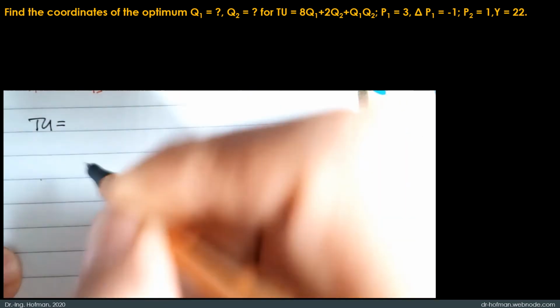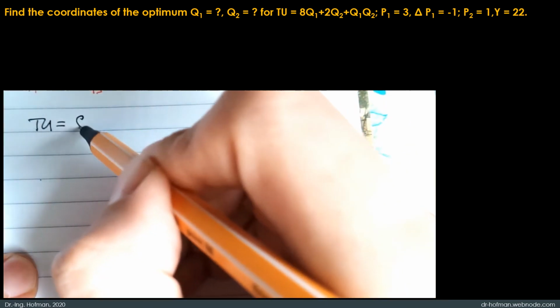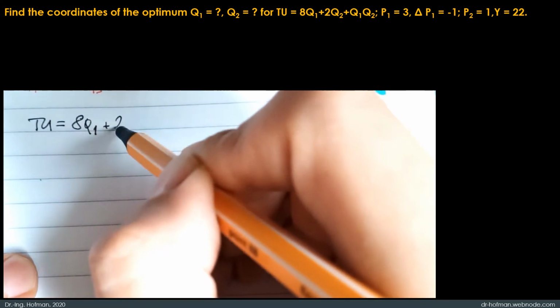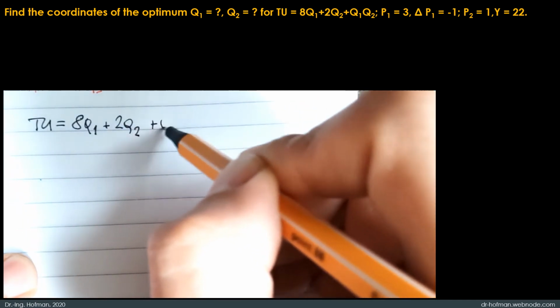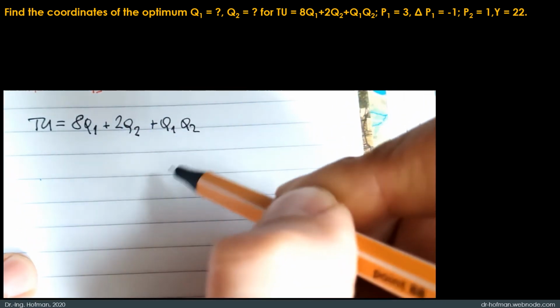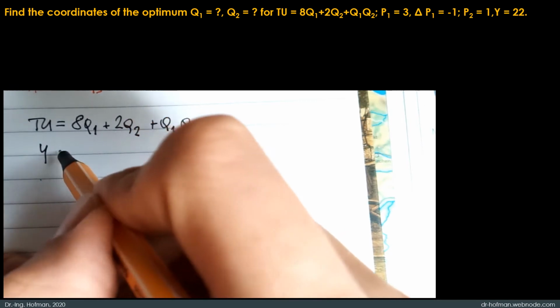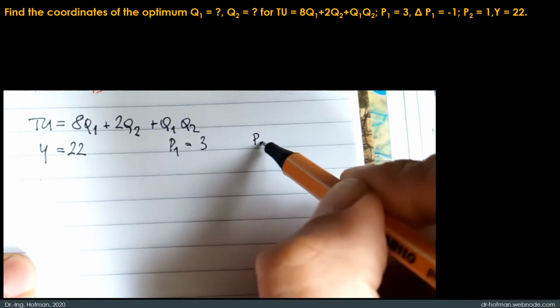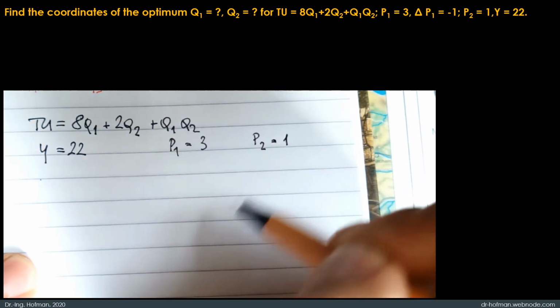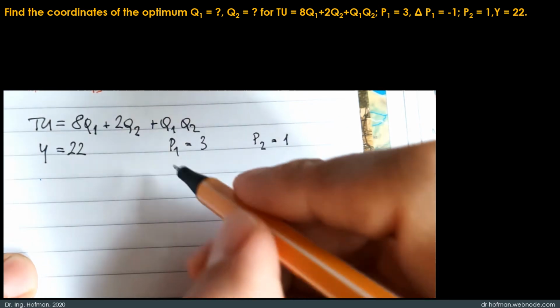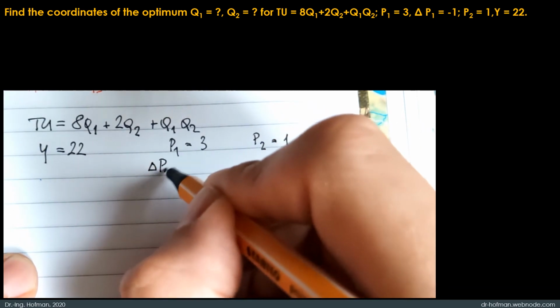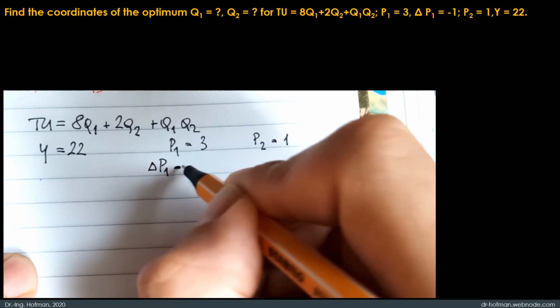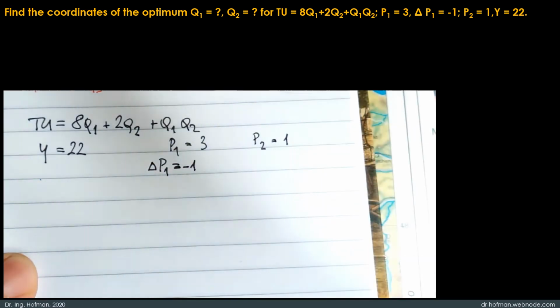In this new example, we will find the coordinates of the optimum Q1, Q2 for total utility given by the expression 8Q1 plus 2Q2 plus Q1Q2. We know that the yield is 22 euros, the first price is 3 euros, and the price of the other good is 1 euro. We also have the delta P1, so the change in price is minus 1 euro.